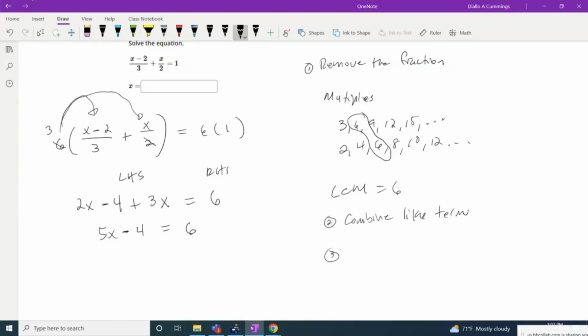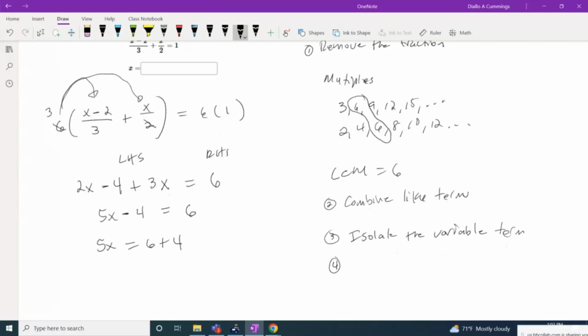Our next step is to isolate the variable term. Notice that there's only one variable term, and it's on the left-hand side. So I want to take negative 4 and transpose it, or move it to the opposite side. Upon doing that, I'm going to change its sign. So it becomes positive 4 on the right-hand side. I'm going to combine like terms again on my right-hand side.